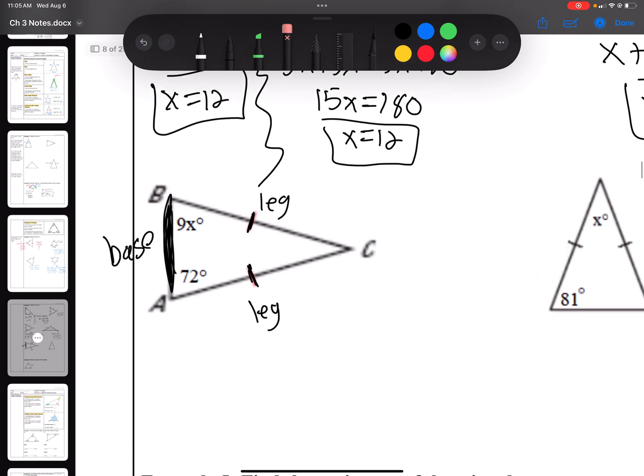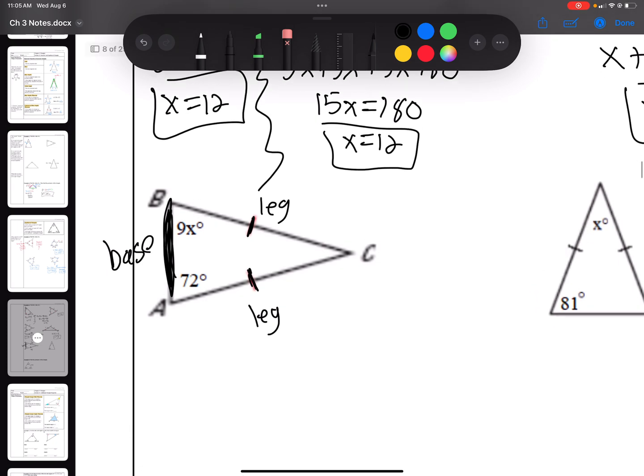However, if the legs are equal, the base angles are equal as well, which means this angle has to equal this angle. So I'm going to set the 9x equal to 72. Again, just because it's a triangle, you don't always want to just go, oh, involve 180, involve 180. Not true. Again, I saw it has two equal sides, so it must have two equal angles. Very specifically, the base angles are going to be equal, so the 9x has to equal the 72. Divide both sides by 9, and you get x equals 8.